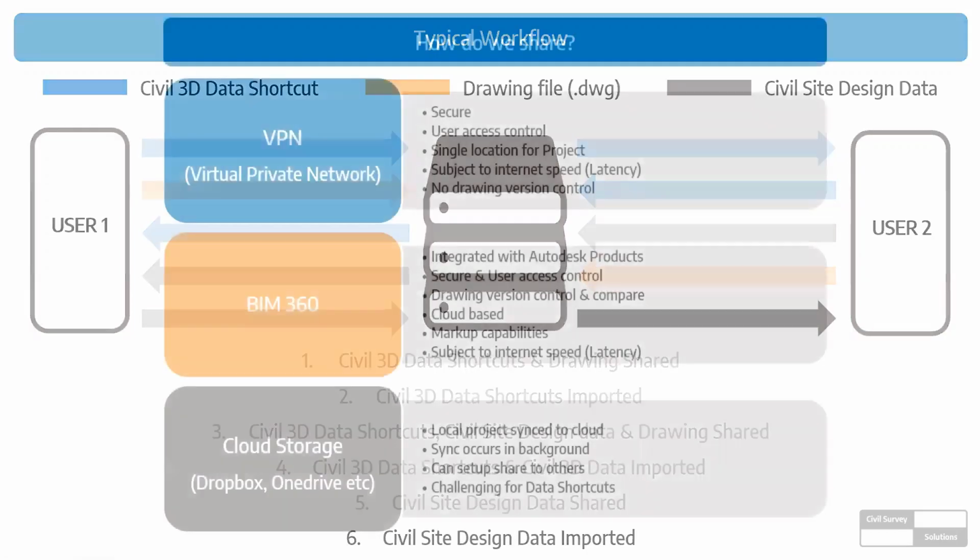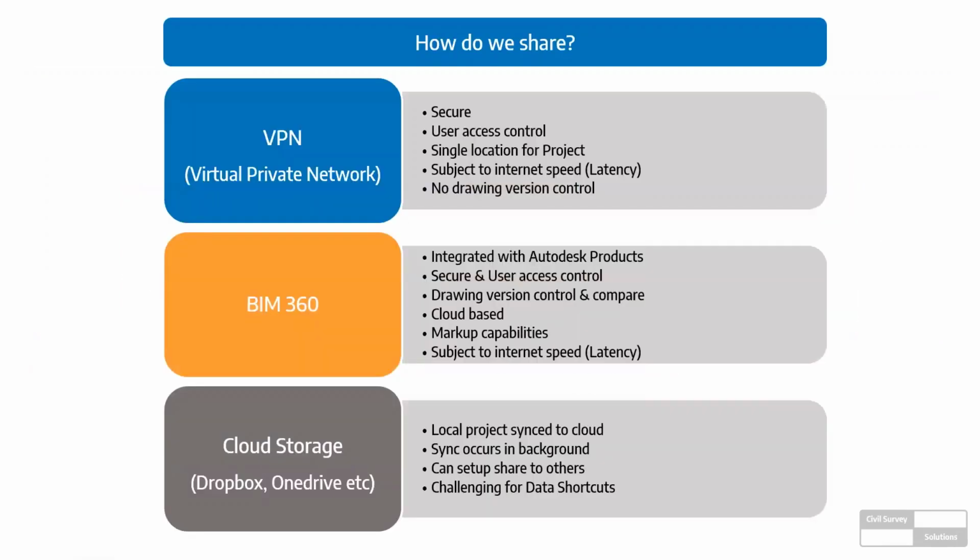So how do we do the share? You could use a VPN, virtual private network. You could use a product called BIM 360, which is part of Autodesk products, or you could look at using a cloud storage mechanism, something like OneDrive or Dropbox or something like that.